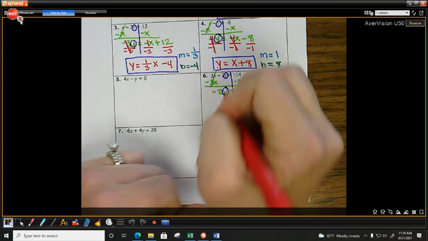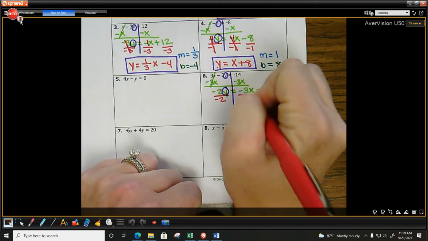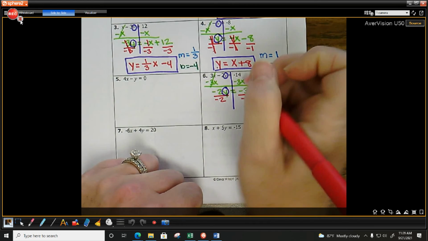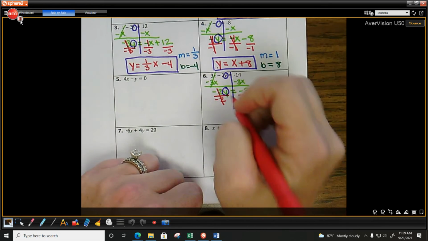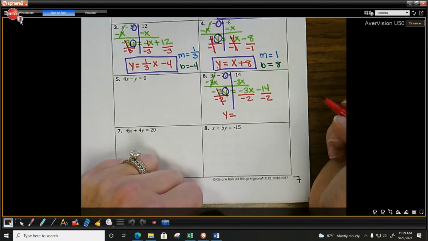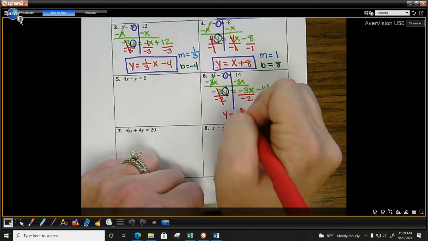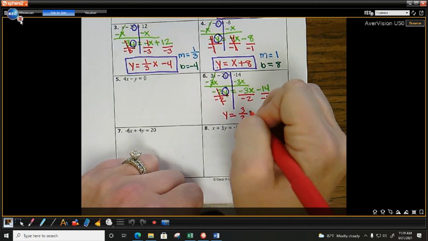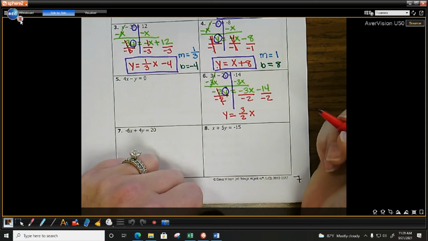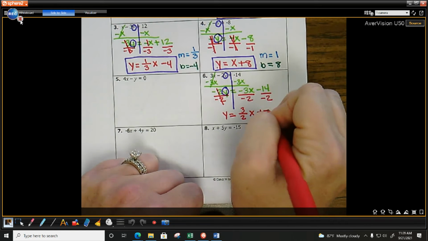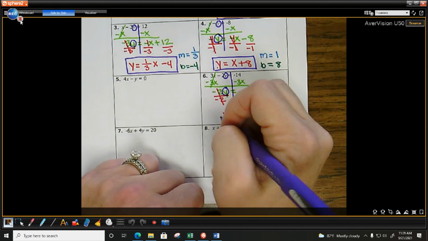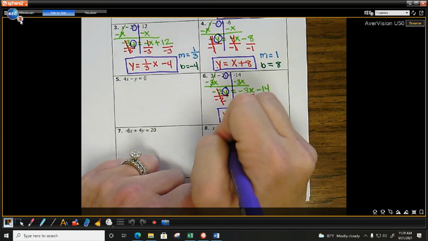So the negative 2's cancel, and I get y equals. What do we get, guys? Positive 3 over 2 x, and then what? Plus 7. There we go. Okay, y'all are doing 5 and 7 on your own. Do 5 and 7 on your own.